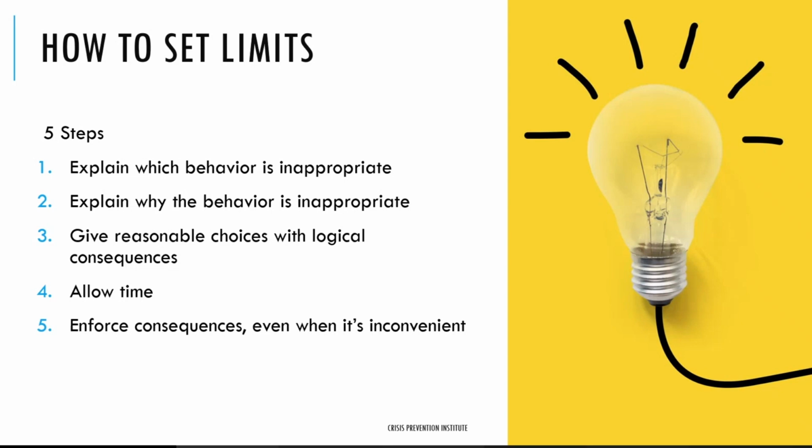Then we go on to step 3, giving the child an opportunity to make a choice with logical consequences. Once you've explained what's appropriate and inappropriate, giving them the opportunity to make a sound, logical choice and understand what those consequences could be is the next step. And step 4, you want to allow time for the child to get used to those limits. You can't expect it to happen overnight. It's a behavior. Behavior does not change overnight.